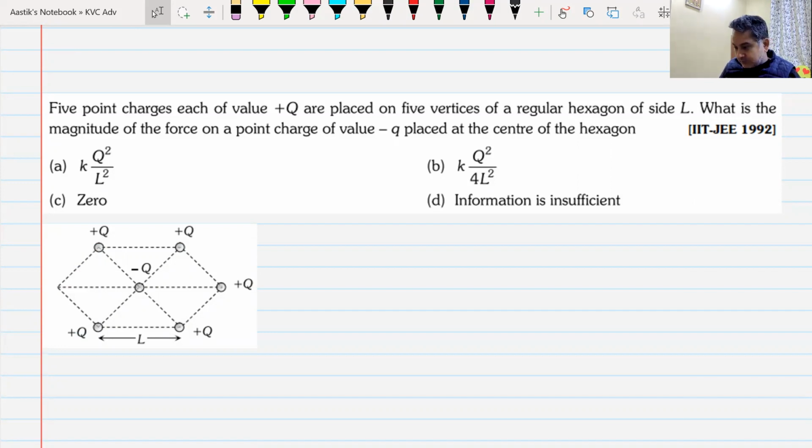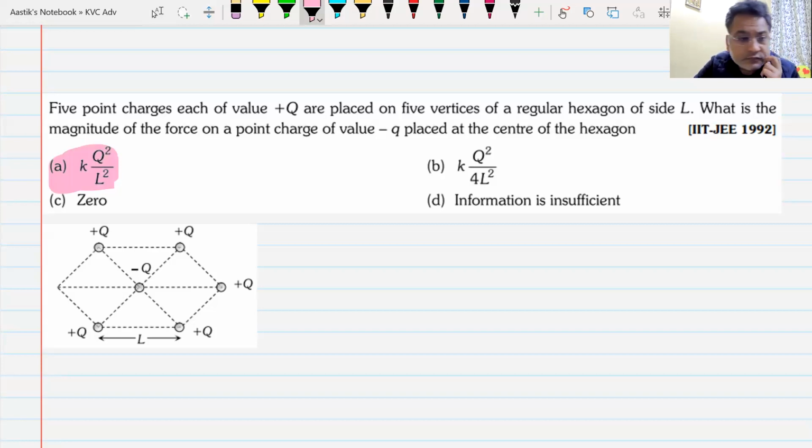K Q square. Take a deep breath. The deepest breath possible in this universe, and then give me the answer. Yes, what is the answer? The answer is kq square by L square, and I will not explain how it comes. I hope you understand this.